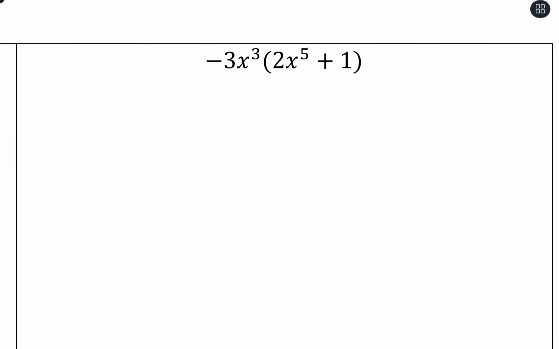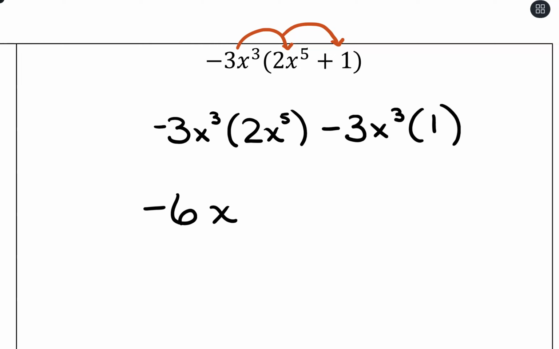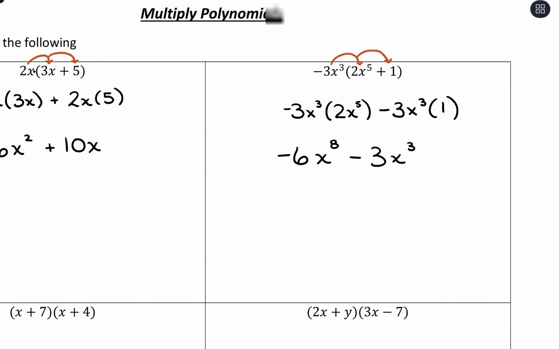This next one's the same idea where we have a monomial and it is going to distribute through. So let's write this out as negative 3x cubed times 2x to the 5th plus a negative 3x cubed, so I'm going to write that as minus 3x cubed, times a positive 1. So we'll have negative 6x, and then 3 plus 5 is 8, minus 3x cubed. Again, I look if I can combine any like terms, but that's going to stay just like that.